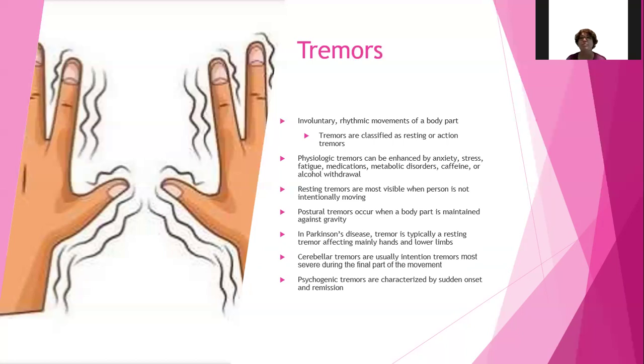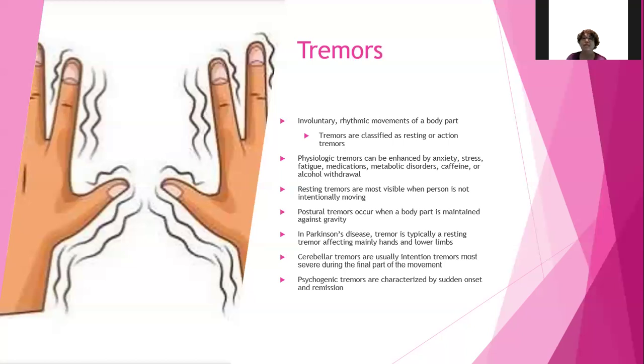So a resting tremor is most visible when the person is not intentionally moving. So they're just sitting there and they have a tremor. Postural tremors occur when a body part is maintained against gravity. So if you're holding out your hand like, hey, hand me those keys, and you get that postural tremor. In Parkinson's disease, the tremor is typically a resting tremor affecting the hands and the lower limbs. Restless leg syndrome is really common in people with Parkinson's.